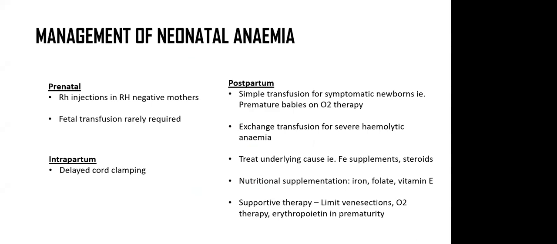In management of the neonatal anemia, prenatally, we can give ROGAM injections to rhesus negative mothers as a prevention for hemolytic anemia. And fetal transfusion is rarely required. Intraperitoneally, we can perform delayed cord clamping so that we can deliver extra amounts of blood volume to the neonates.